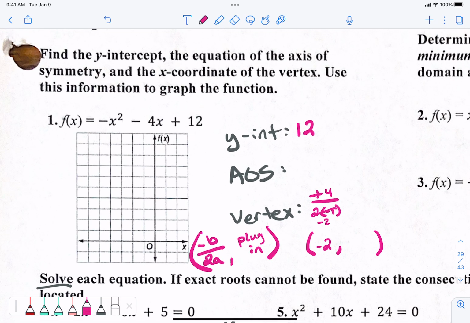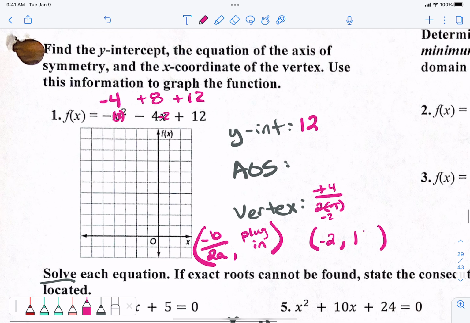Negative 2. This would be, negative 2 squared is 4, but then that's negative 4 because the negative's on the front. Negative 4 times negative 2 is plus 8 plus 12. So negative 4 plus 8 plus 12, I think, is like 16. Oh, heavens. Okay. I don't have 12 and I don't have 16 on my graph.